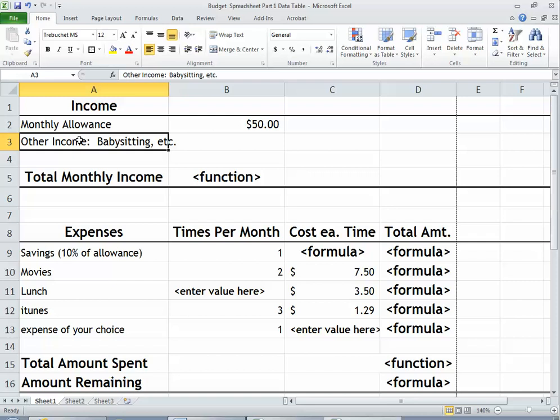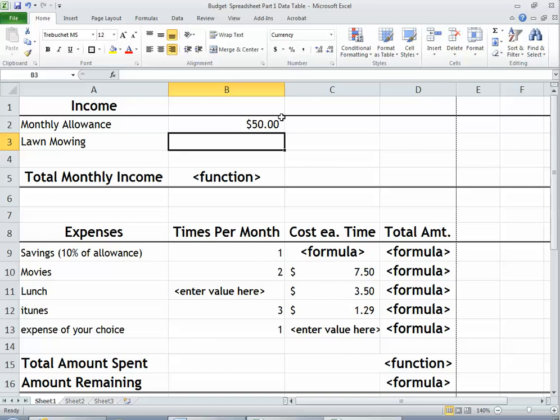One of the first things it tells you to do is it's going to assume you get a $50 allowance, but then you have other income opportunities. So I'm going to say, lawn mowing is something that I used to do during the summertime, and I would get paid $10 a lawn or something like that. So I'm going to say $60 a month, meaning I mowed a lawn once a week, and I had a couple other ones in there.